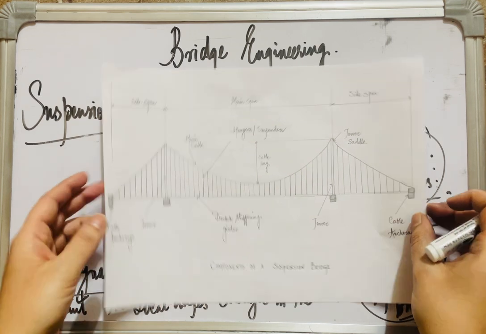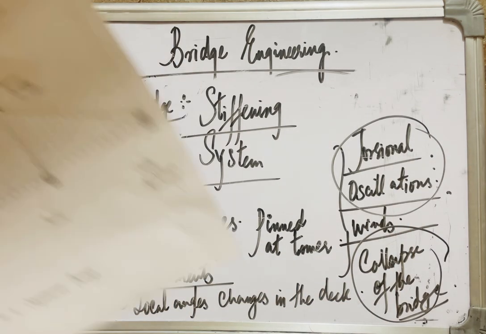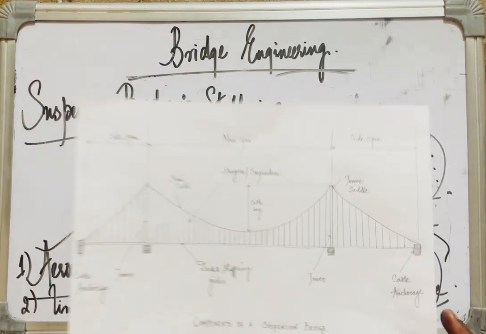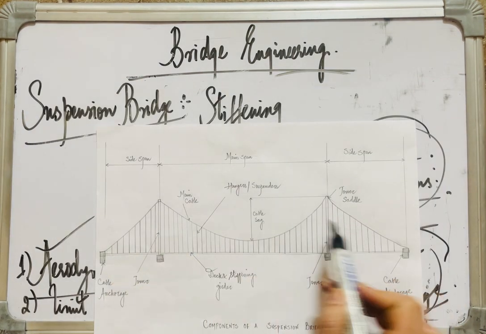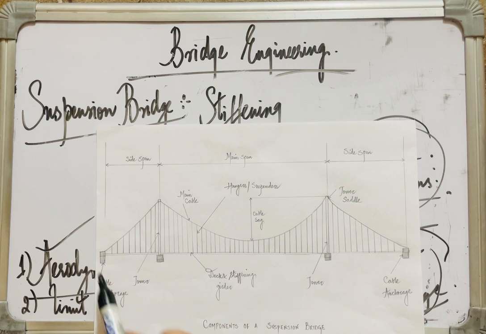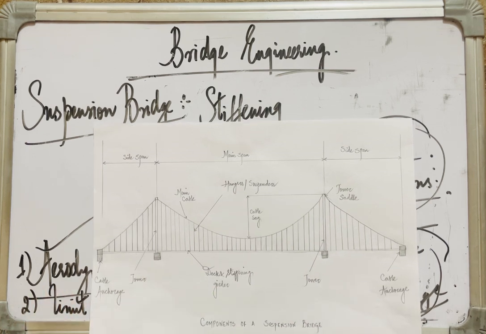All right, now let's summarize the suspension bridge. We have the components: the main cable, the towers which are embedded in the foundation, then we have the cable anchorages, we have the deck and the stiffening girder, we have the hangers or the suspenders.